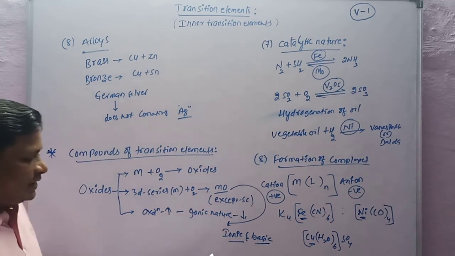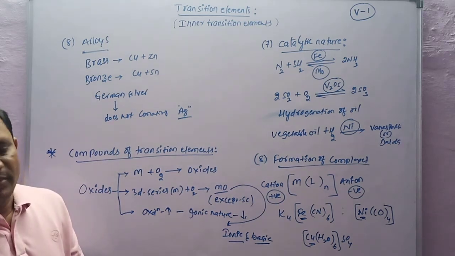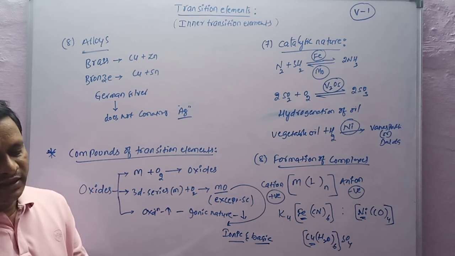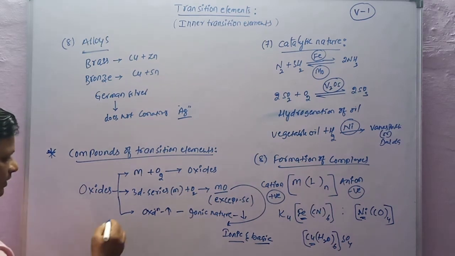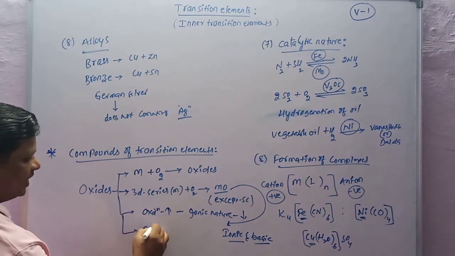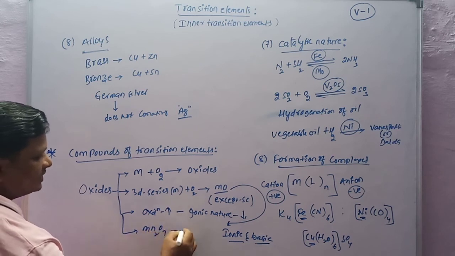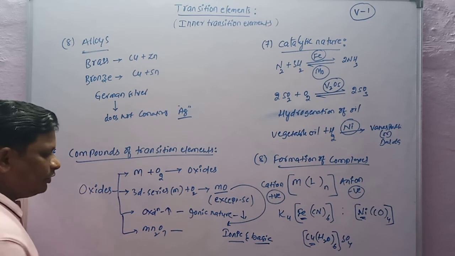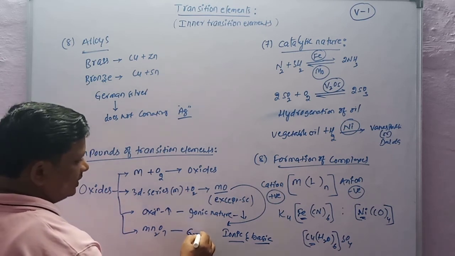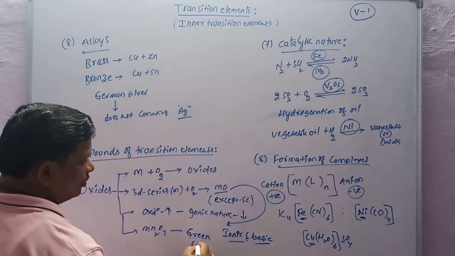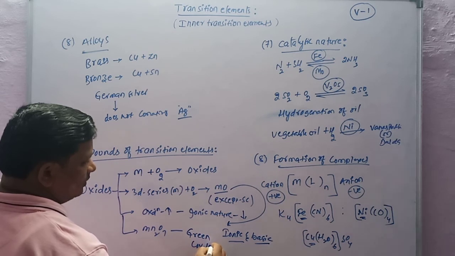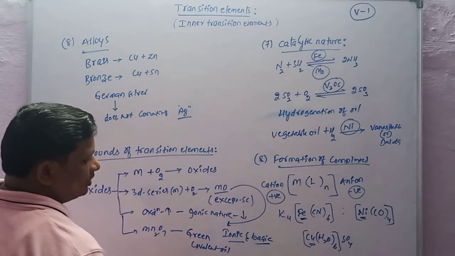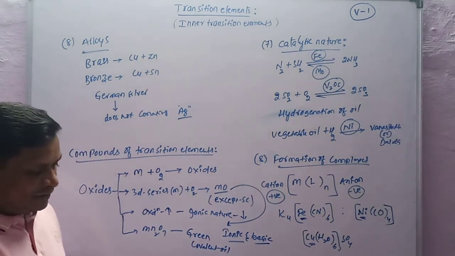Generally, among the oxides of manganese, Mn2O7 is a green covalent oil. Mn2O7, the oxide of manganese, is a green covalent oil.